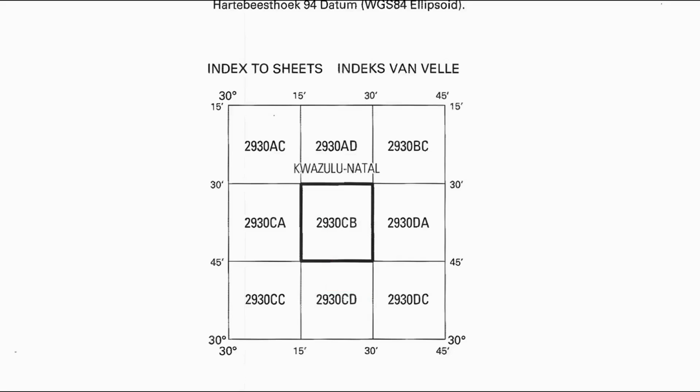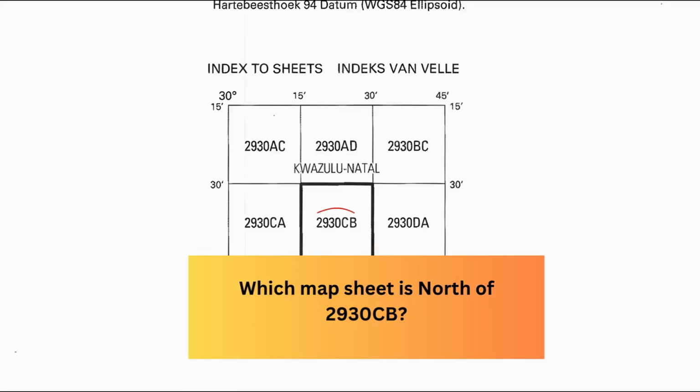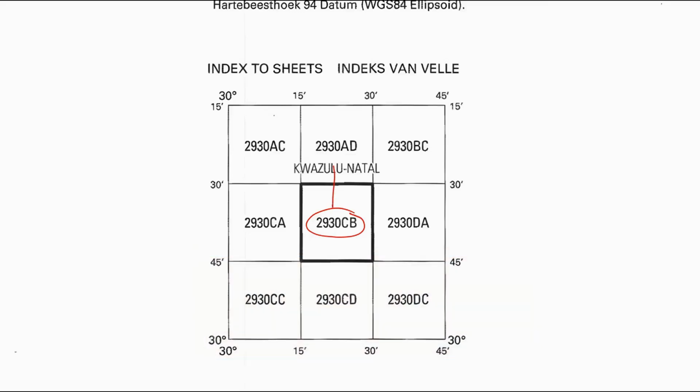If the question asks, which map sheet is north of 2930CB? Move 1 square north. The answer will be 2930AD. The same idea applies if the question asks for the map to the east or west. Simply move 1 square in that direction on the index to sheets.